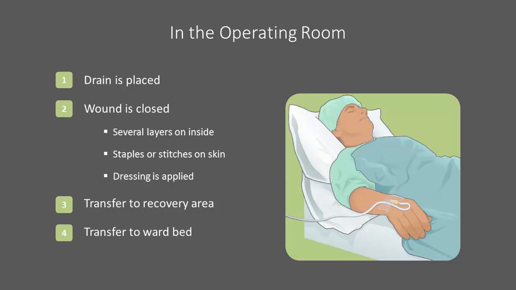Once the technical part of the operation is completed, a drain tube is then placed, which is separate from the catheter and serves to drain blood or urine from the surgical area. The incision is then closed, using strong dissolvable sutures on the inside and staples or stitches in the skin. A dressing is applied to cover the incision. Once stable, the patient is transferred to the recovery area for further monitoring and eventually to a regular ward bed.